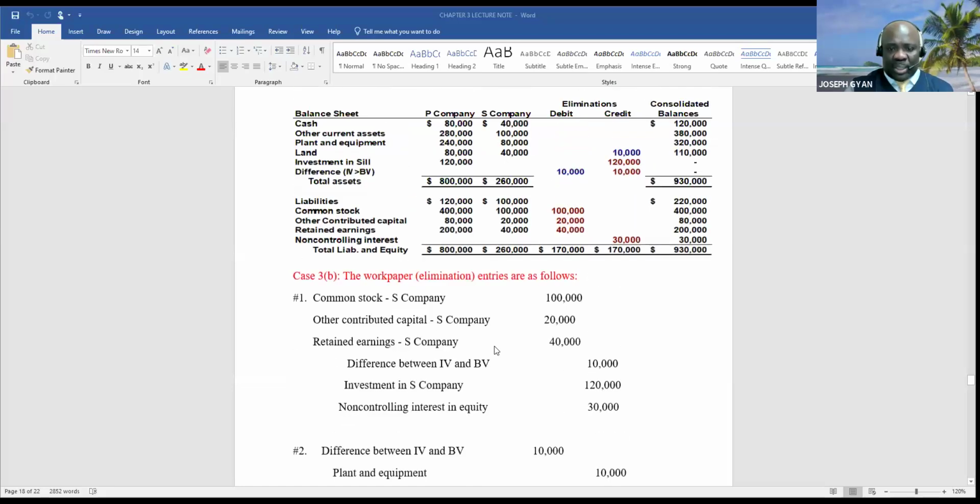We started on chapter 3 looking at the working paper. We did the process of the working paper. We talked about the elimination process. We did all this one.